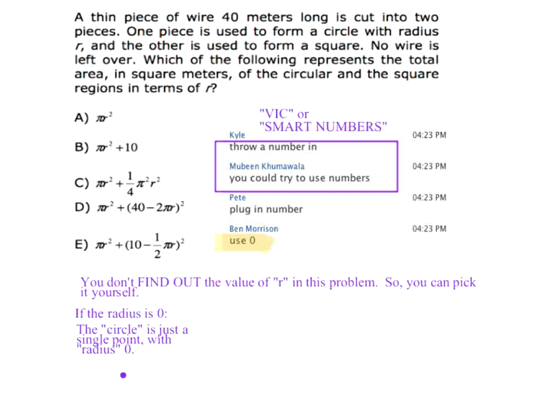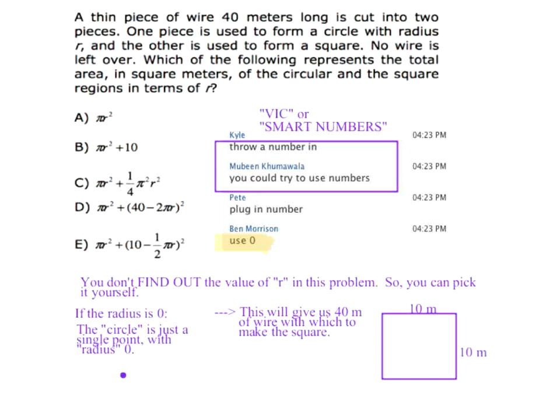We had 40, right? So this will give us 40 meters of wire, the whole 40 meters that you started with, with which to make the square. So if you make a square with 40 meters of wire, then I think we know what that's going to look like. It's going to be 10 by 10 by 10 by 10. You can just do the mental math on that one. It can't be like 15 by 5 because then it wouldn't be a square. So it has to be 10 by 10.